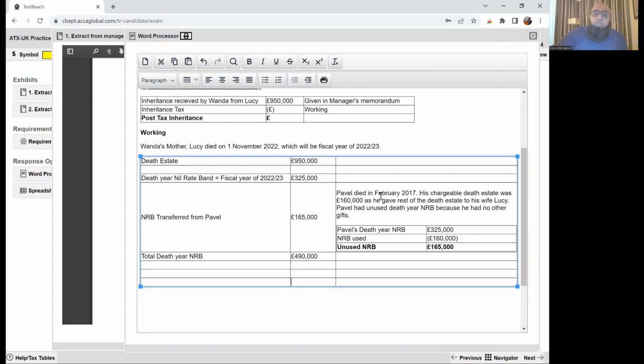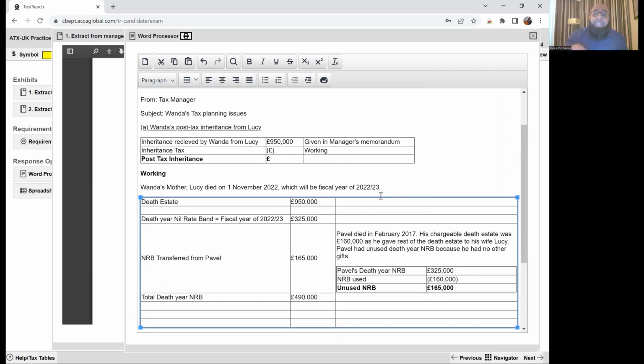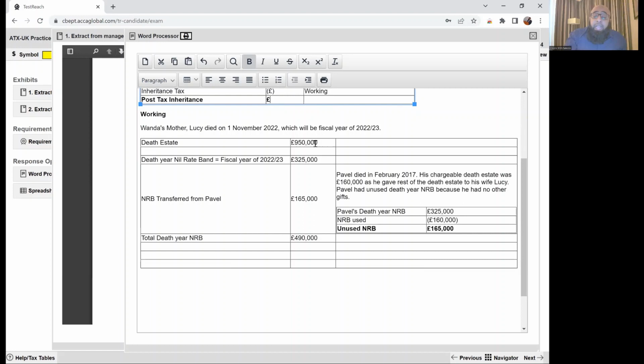See, what we have to calculate is Vanda's post-tax inheritance from Lucy. Lucy is Vanda's mother who has recently died. So the inheritance received by Vanda from Lucy is 950,000. We will deduct the inheritance tax to arrive at the value of post-tax inheritance. Now, the death estate is 950,000. The death year nil rate band of Lucy herself is 325,000.